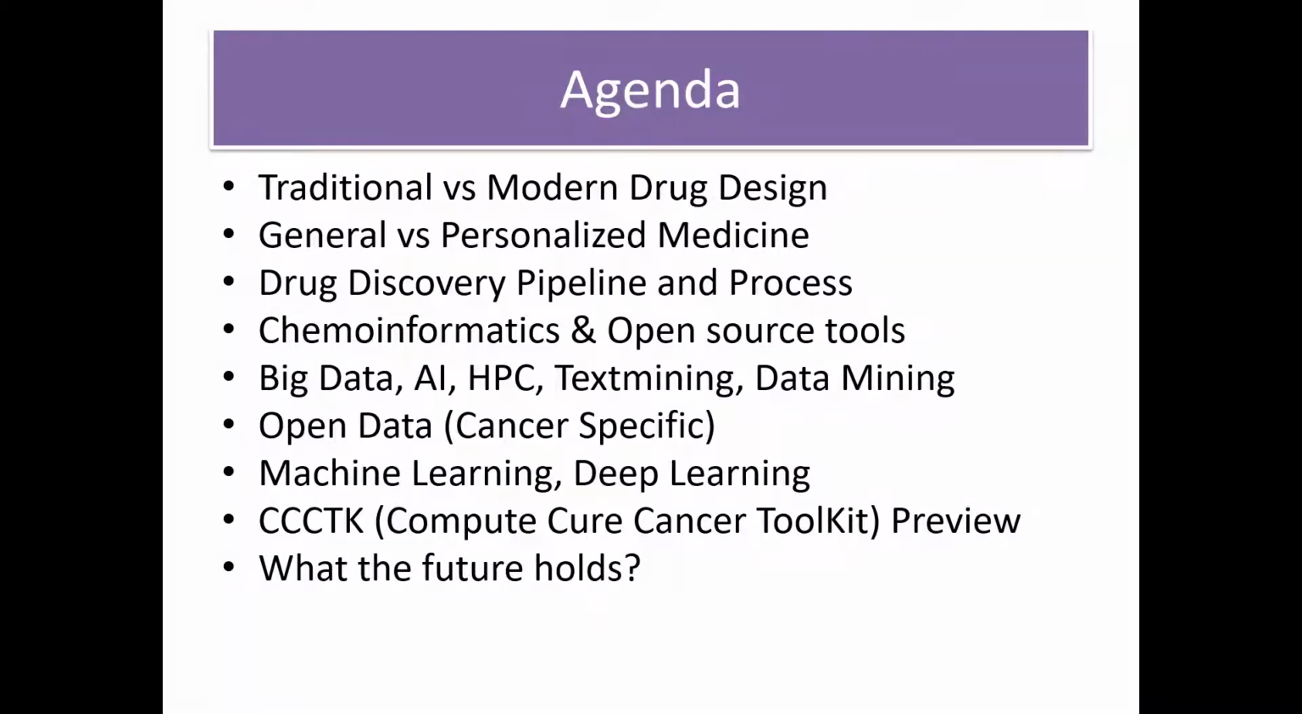I will be showing some screenshots of the work we have done, and touching upon big data, AI, HPC, text mining and data mining. For any research, scientific data is very important, especially open data. So we need cancer-specific open data, and to learn how to use those data for learning purposes using machine learning and deep learning techniques. Then we have to develop user friendly software so that a chemist, biologist, medical practitioner, anyone can use it. Then I will talk about the role of AI and what the future holds. This is the agenda around which I will be presenting.